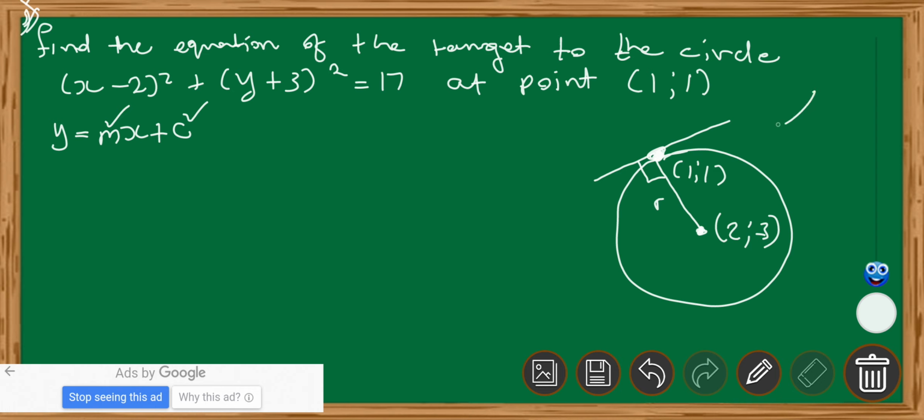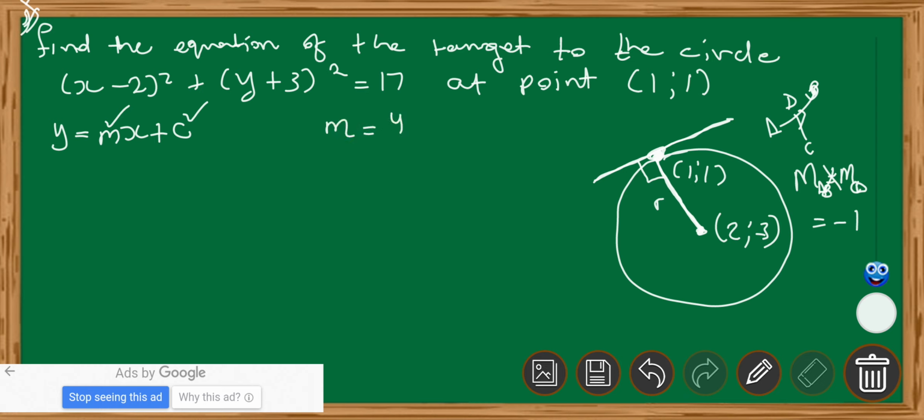And if two lines are perpendicular, let's say we have AB and then we have CD, right? If two lines are perpendicular, the gradient of AB times the gradient of CD, when you multiply them, gives −1. So in this case, we can find the gradient of the radius, and then multiply with the gradient of the tangent to get −1. So let's calculate the gradient of the radius.